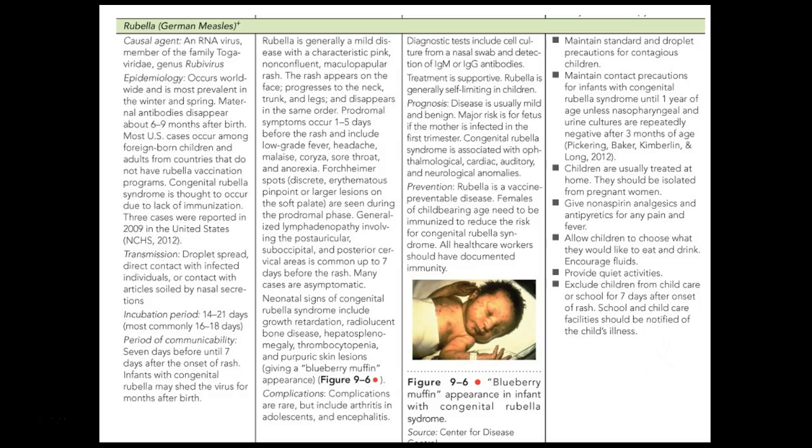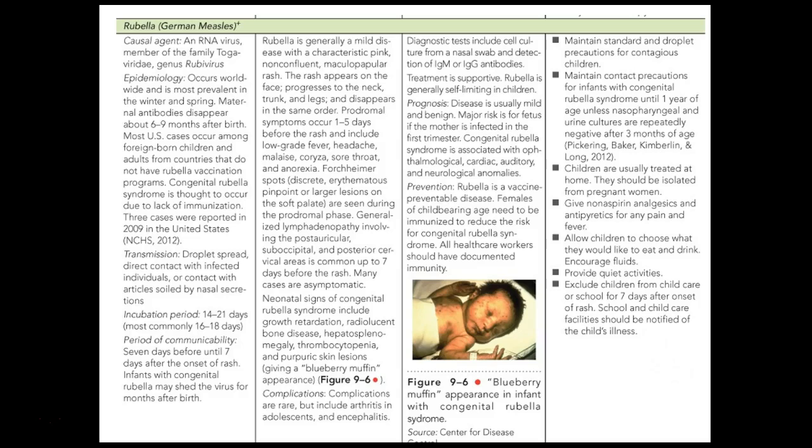In terms of nursing management, we have to maintain standard and droplet precautions for children who are contagious. And if we have a newborn who has been diagnosed with congenital rubella syndrome, we have to maintain contact precautions for at least a year or until their nasopharyngeal and urine cultures are negative after 3 months of age. And that's a repetitive test that gets done. So they have to be negative several times.